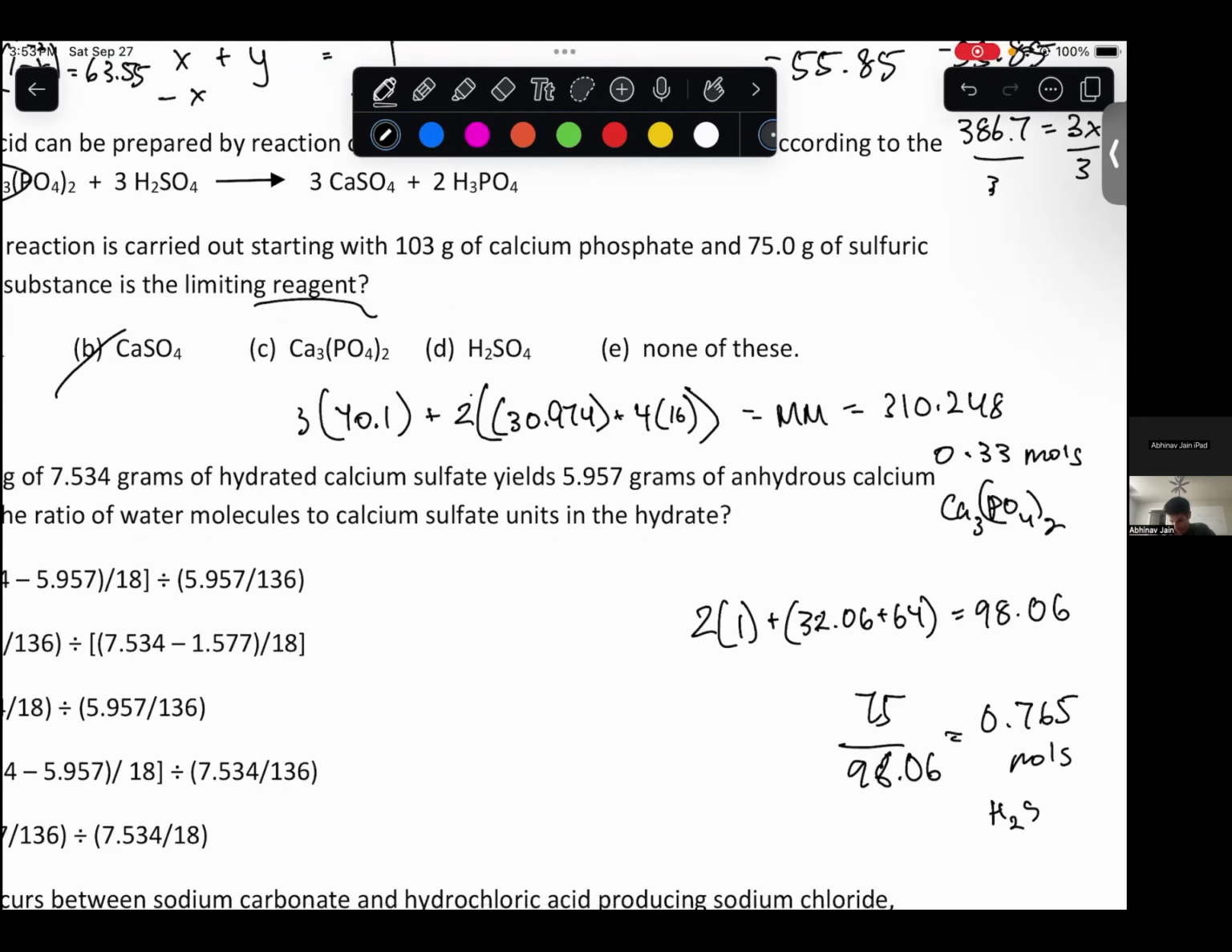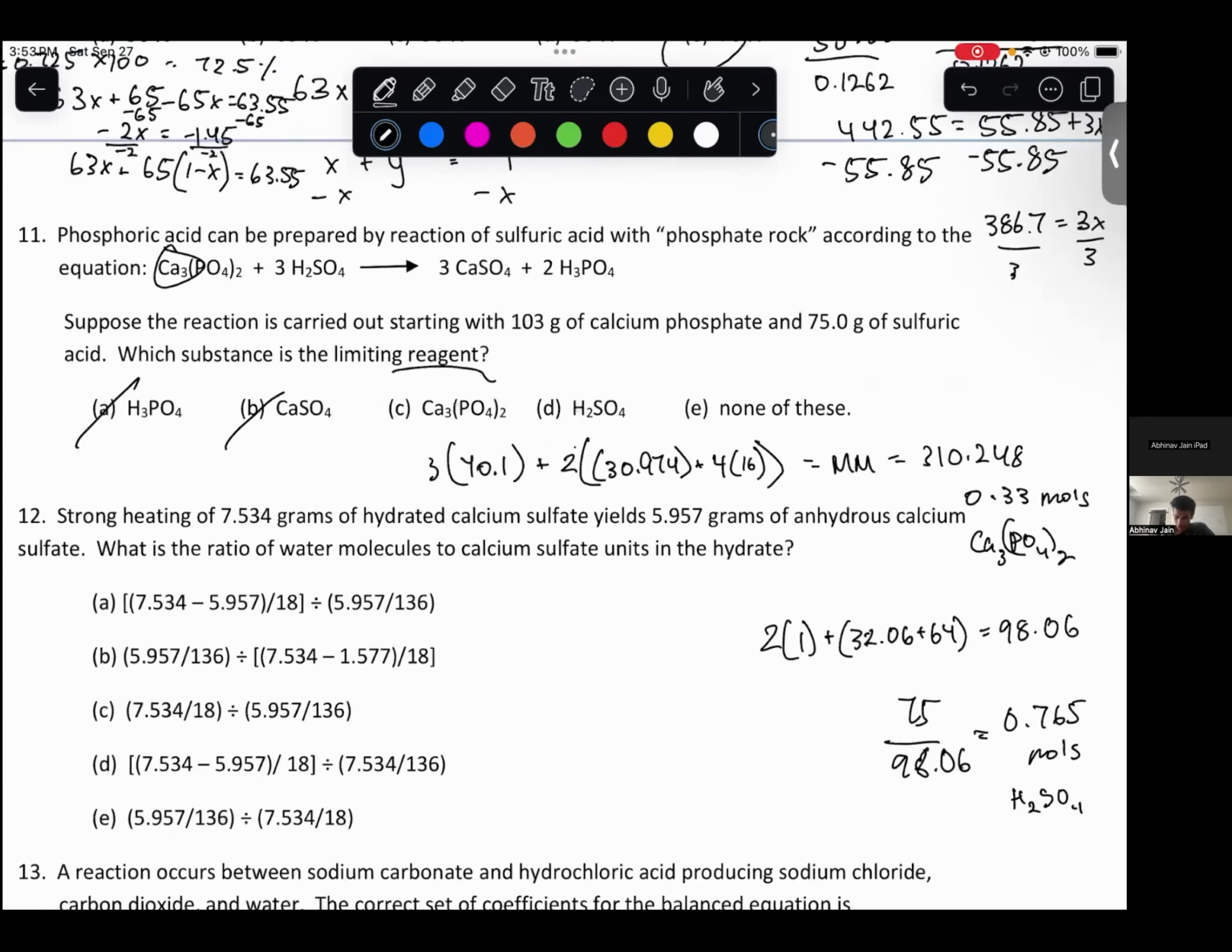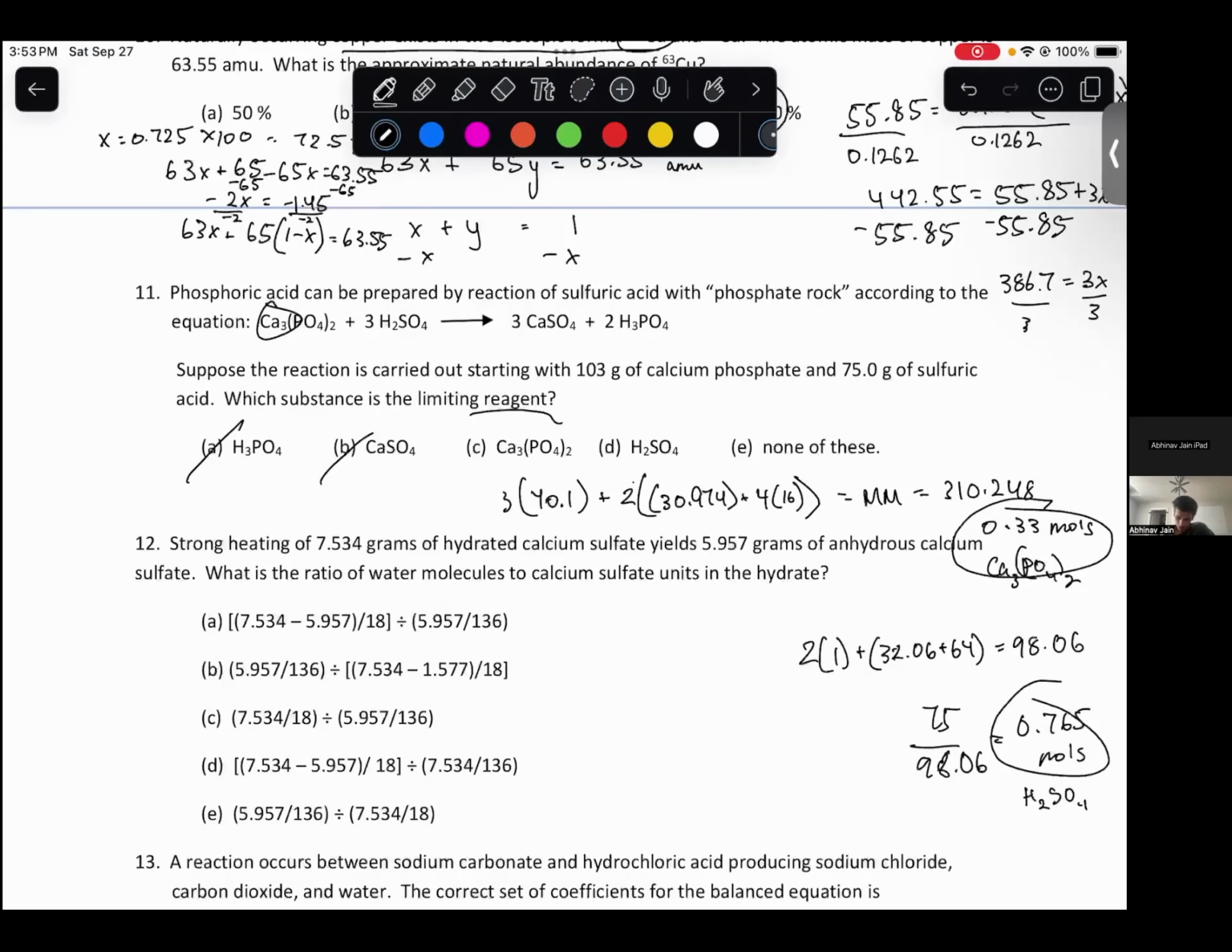Now to find which one is limiting, again, we divide the molar amounts that we got by their molar coefficients in the chemical equation. The molar coefficient of calcium phosphate in the equation is just 1. So we just do 0.33 divided by 1 is just 0.33. Okay. Then 0.765 divided by 3 for the coefficient of 3, it's going to be 0.25. So obviously 0.25 is less than 0.33. So that means sulfuric acid is the limiting reagent. So the answer is D.